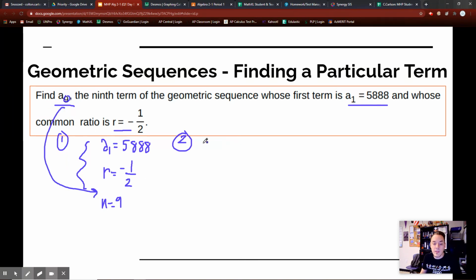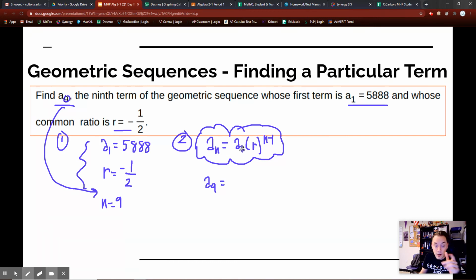So after I rewrite my variables, I'm going to now solve the problem. But in order to solve the problem, I need to know my formula. A sub n equals a sub 1 times r to the n minus 1 power. This is my explicit term formula. Awesome. Now let's start to go to town. So a sub 9 equals, what's a sub 1? We have it right here in the problem. So this is 5,888. And then times my r, which is negative 1/2. And then to the n minus 1 power, so 9 minus 1.